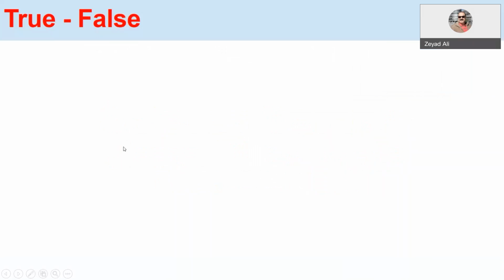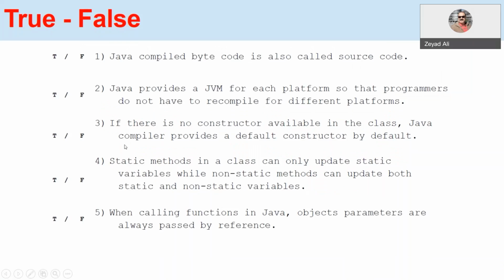First question will be true, false. I have a few questions here. And first question says, Java compiled bytecode is also called source code. True or false? False, because Java source code contains the code you write. Compiled bytecode is the .class file that contains the intermediate Java compiled code. So first one is false.